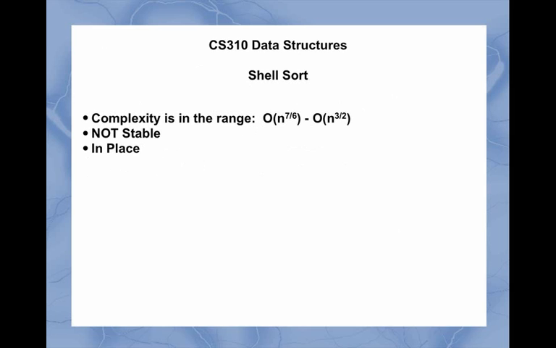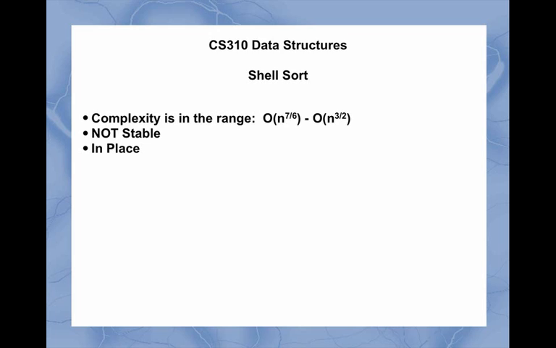The next algorithm we want to look at is shell sort. The complexity is in the range, perhaps, big O of n to the 7/6 up to big O of n to the 3/2, which is big O of n to the 1.5. This algorithm is not stable, and again, it's not stable because we're going to swap elements without regard to their neighbors. And so when we do this swap, we can move duplicate elements such that they no longer are in the order they started with. It is, however, in place.